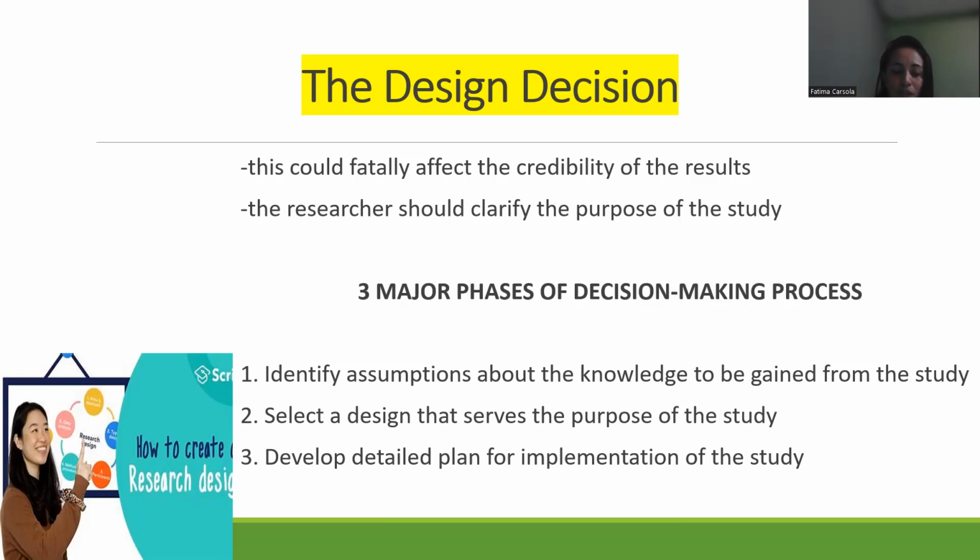Number one, you have to identify assumptions about the knowledge to be gained from the study. Number two, select a design that serves the purpose of the study. And three, develop a detailed plan for implementation of the study. These phases start with a high-level macro view of the problem and purpose of the study and hone in on more detailed decisions as the design plan unfolds. Think of these phases as looking at the study with a series of ever more powerful microscopes, where you are focusing more tightly with each subsequent look.